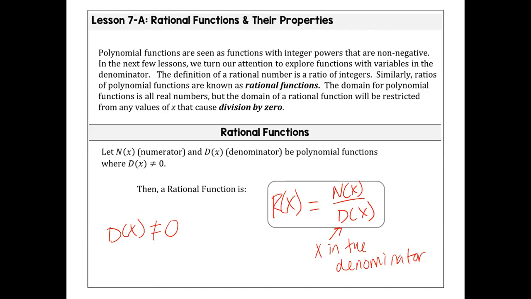Okay, does anyone remember what happens when D of X equals zero? It's undefined, and we have two possible things that could happen. Starts with an A. Asymptotes. Okay, we'll have either asymptotes or holes, depending on what happens. There's a hole in my graph, okay? So those two things can happen.